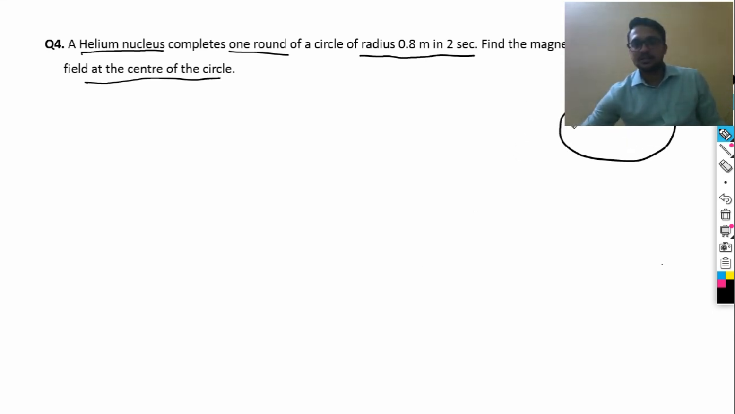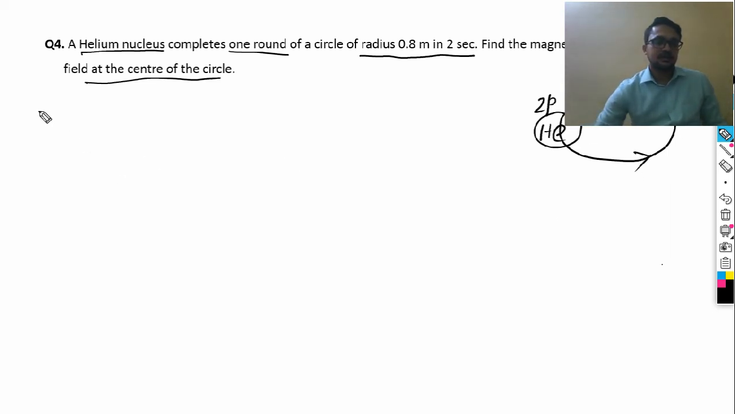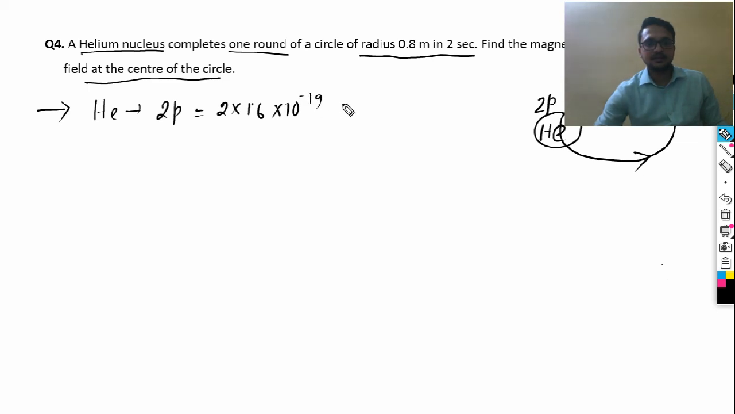But here current is not given. If you look at the question, current is not given. What is given? A helium nucleus. Helium nucleus means 2 proton. What is the charge? 2 proton is revolving in this circular path. So first of all, helium nucleus means 2 proton, and 2 into proton charge means 2 into 1.6 into 10 to the power minus 19 coulomb. This amount of charge is revolving.